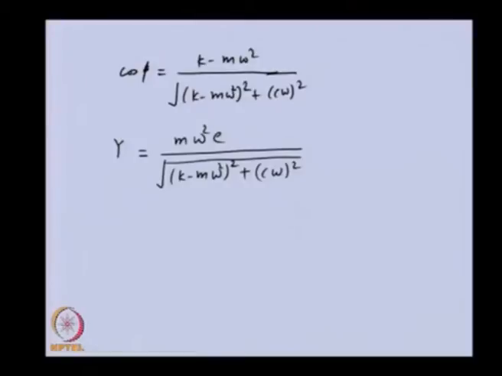Now, you can see that this is the amplitude of the vibration. The response can be written as time dependent, sin omega t, plus phi. So, the phase we have obtained earlier and the amplitude is given by this expression. This particular response can now be obtained using this expression.